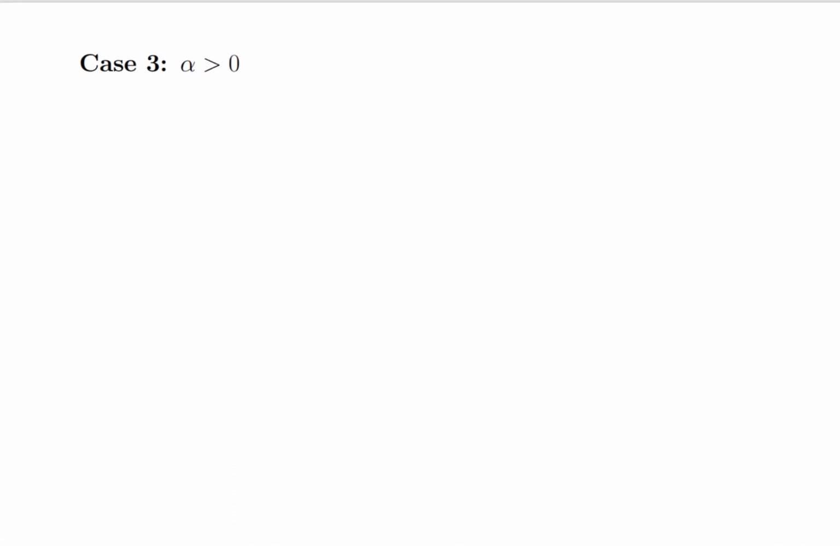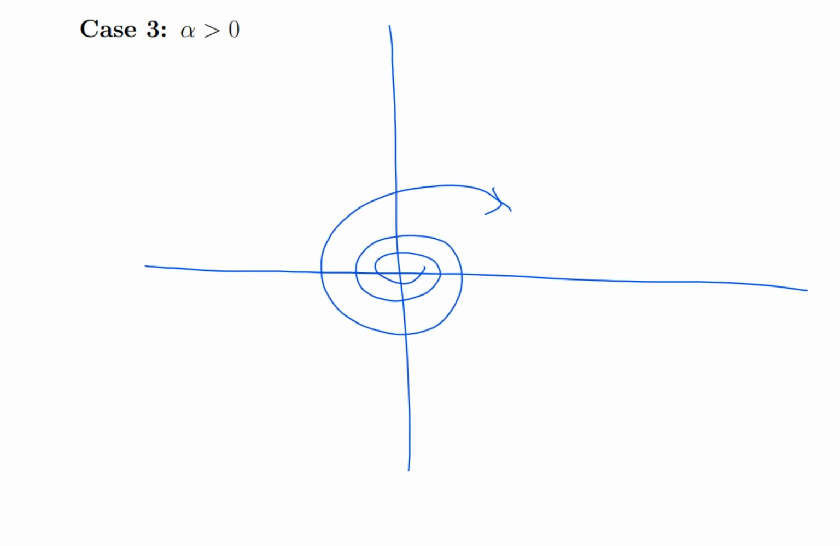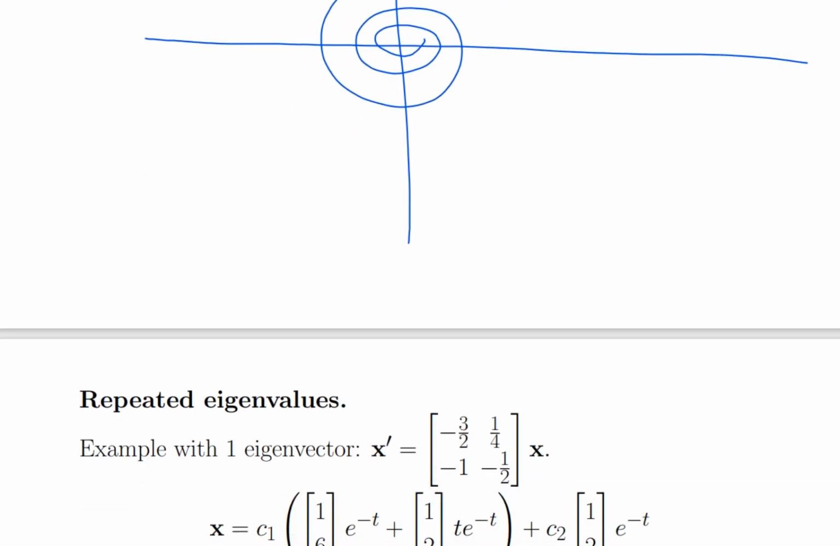And when alpha is positive, it's going to be an unstable spiral source. It oscillates and moves away. Okay. What case is left?